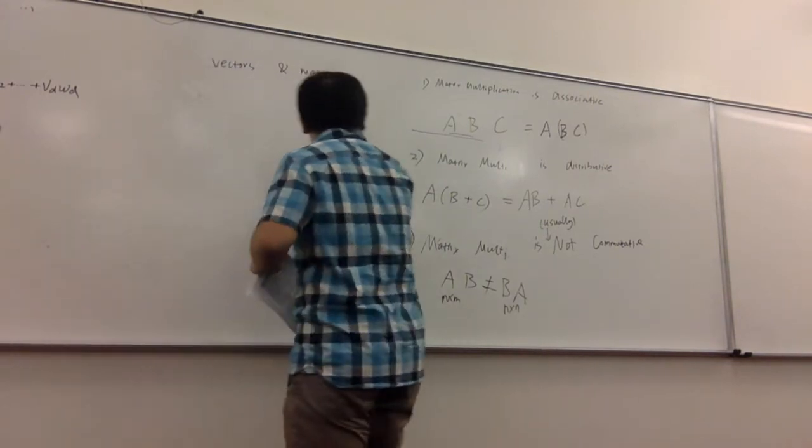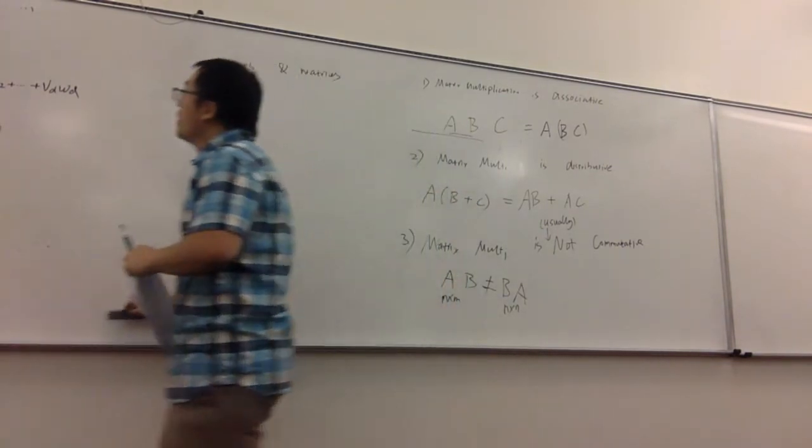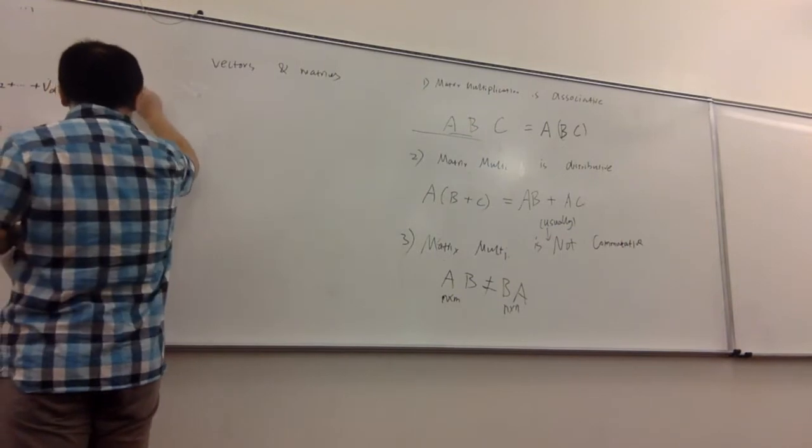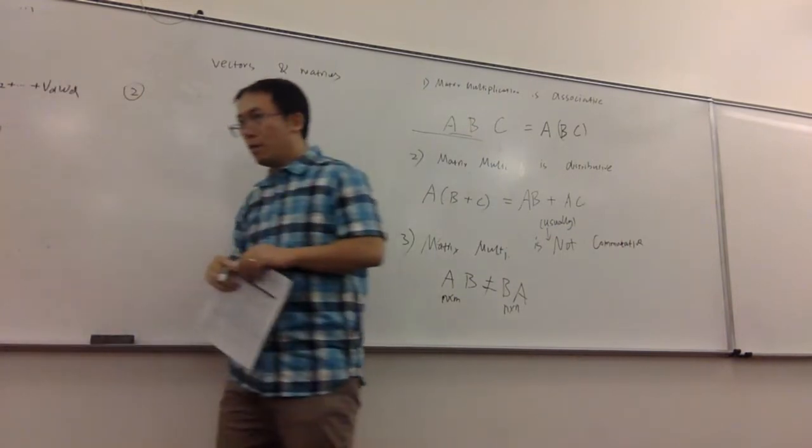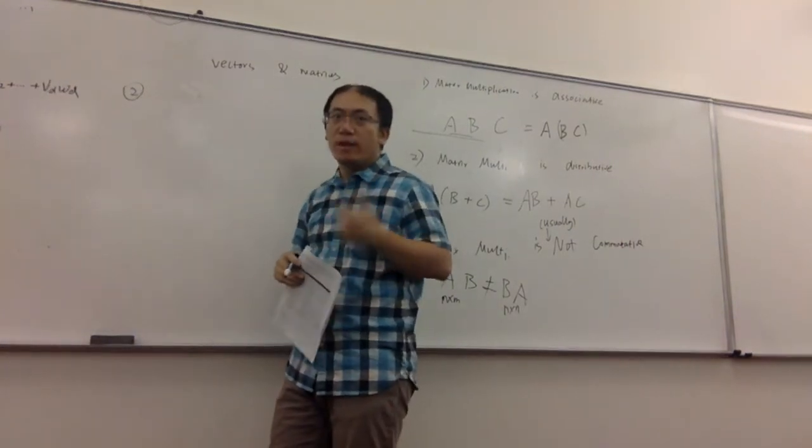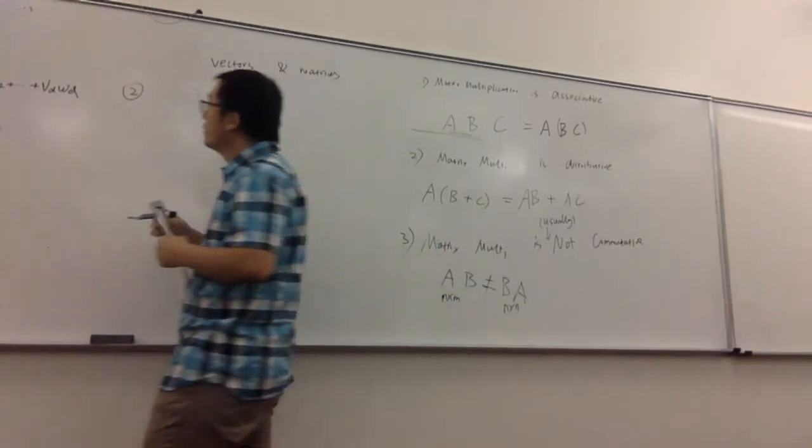And second, the common product between vectors is called outer product.